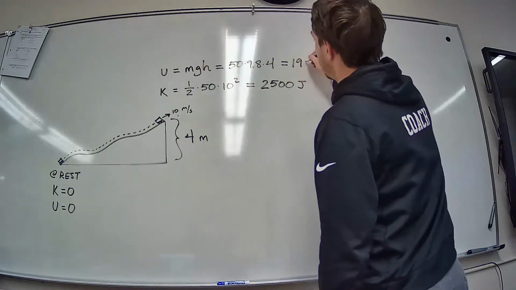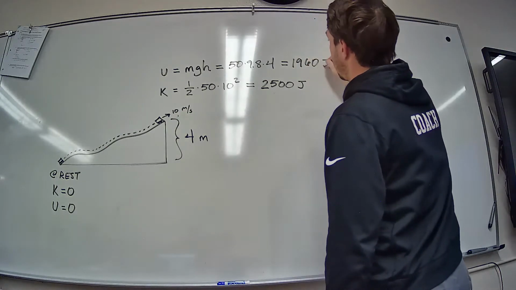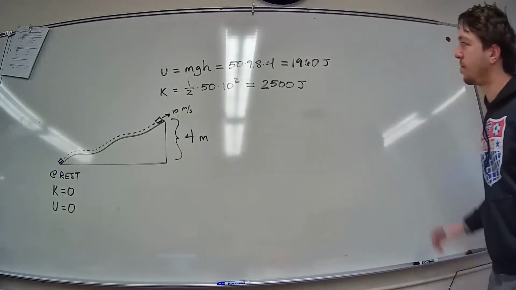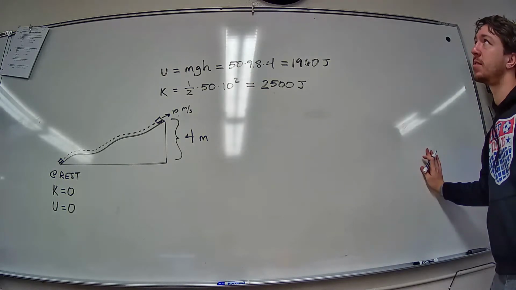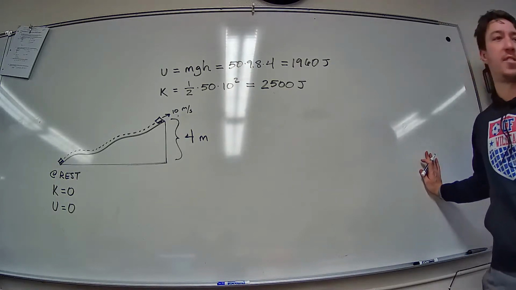49 times... Well, it's basically 2 times 9. Is that right? It's 200 times 9.8. So that would be... Is that right? Just check mine. Can someone?